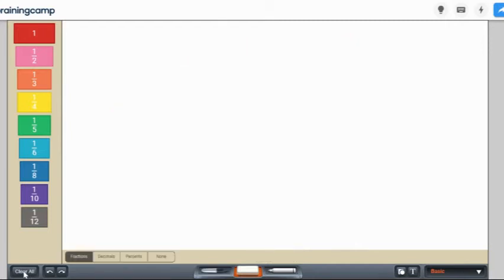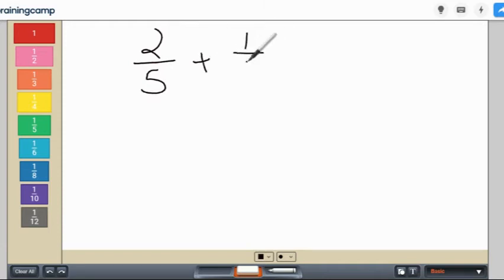So let's look at adding fractions with unlike denominators. The biggest issue students have with unlike denominators is not creating those equivalent fractions. So we want to make sure that they understand when adding with unlike denominators, they need to create those equivalent fractions. So let's start with 2/5 plus 1/2.